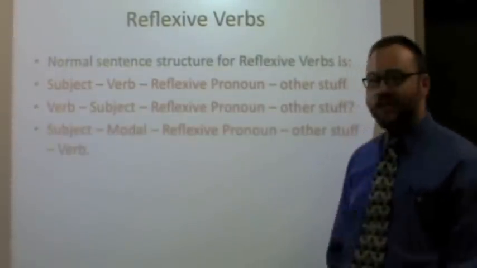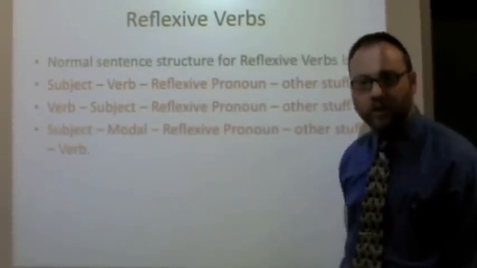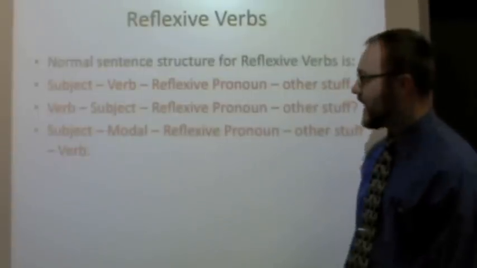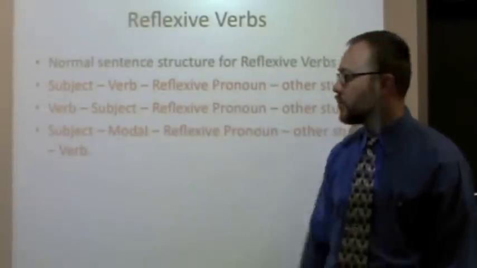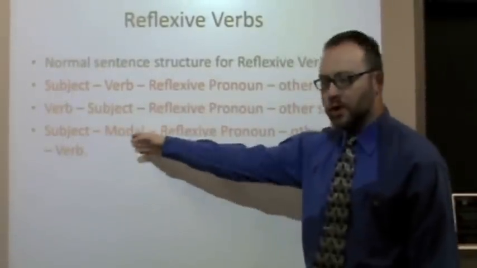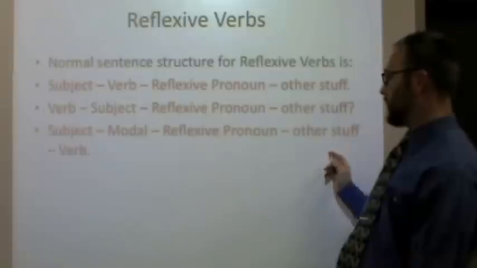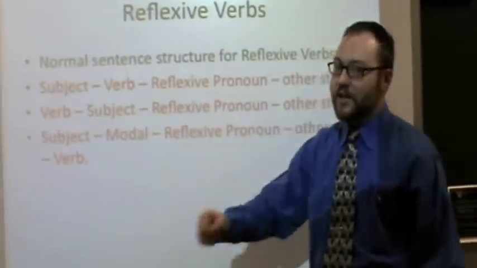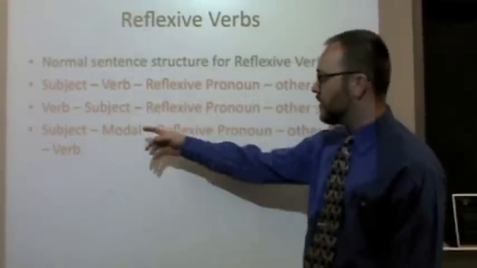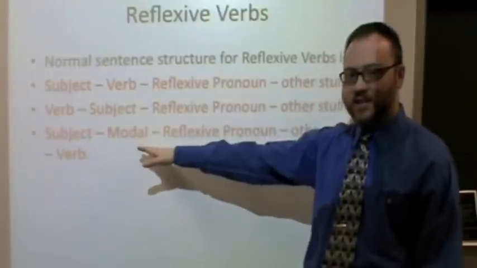Okay? Now, where things get a little funny is if we start to throw other variables into the sentence. In this case, what if we had a modal? Well, then it would be subject, your conjugated form of modal, reflexive pronoun, other stuff, and verb all the way to the end. If you remember your rules for modals, you know that a modal sends a verb to the end. That doesn't change here.